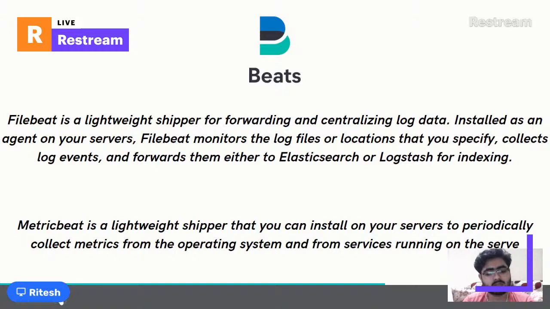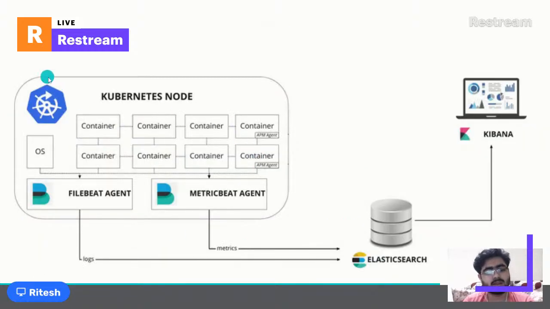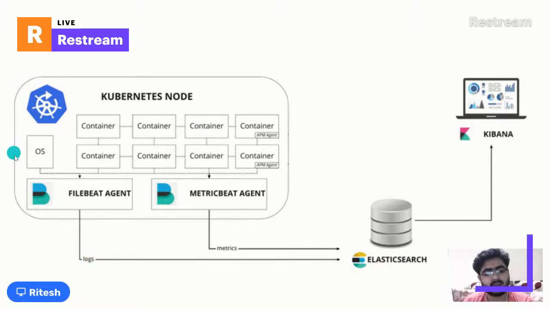So let's move ahead. Here is a very beautiful diagram which I have taken from Google Images. Here we have a Kubernetes node. Inside the Kubernetes node we have a worker node. Inside the worker node, containers are running inside the pods. So there are multiple containers running, and here is our operating system.